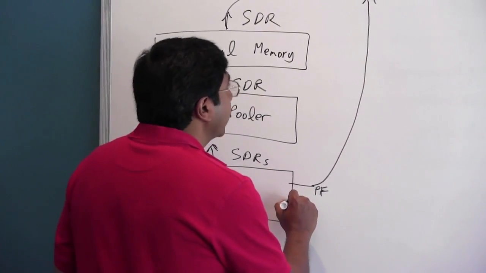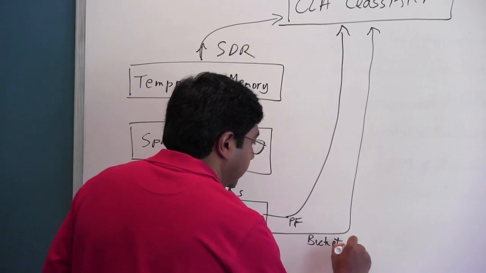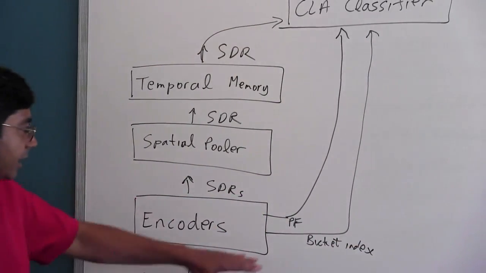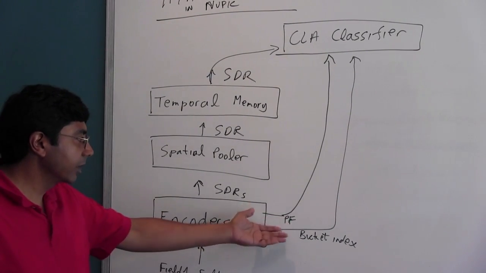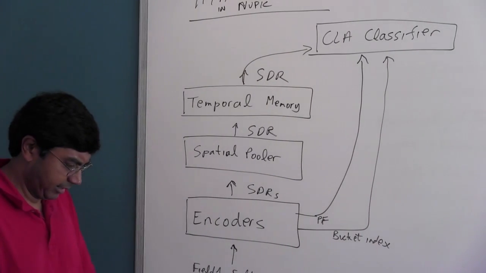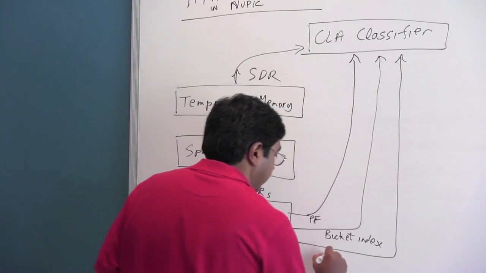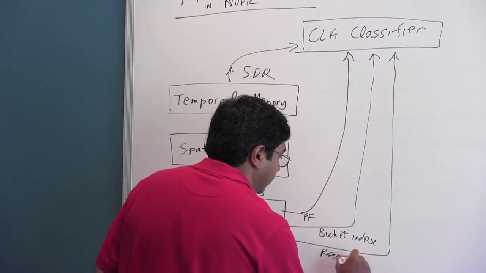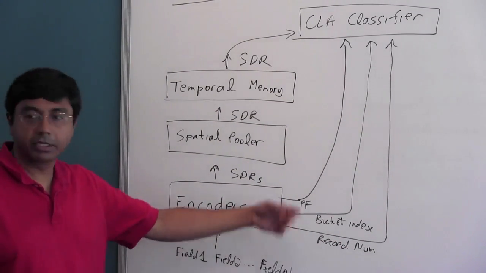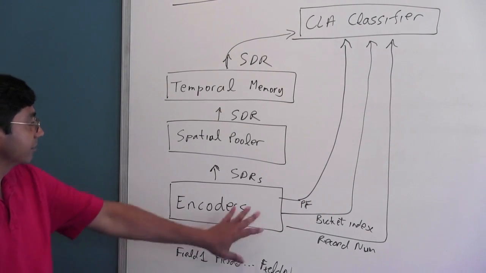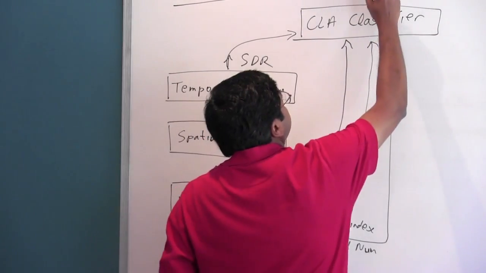And then it also gets fed in the bucket index. I'll explain why this is. But if you know about encoders, you know that different values have different buckets associated with them. And if it's a category, the bucket index is just the index of the category. And it also gets a record number. So it's like we're on record 42, and then next time 43, 44, and so on. This is also used, and I'll show you why. And the output from here is predictions.